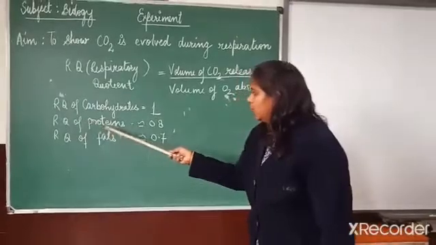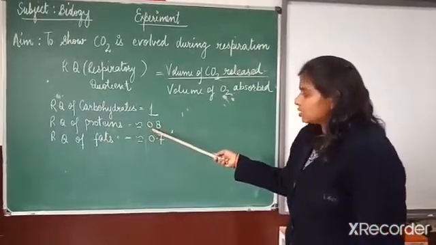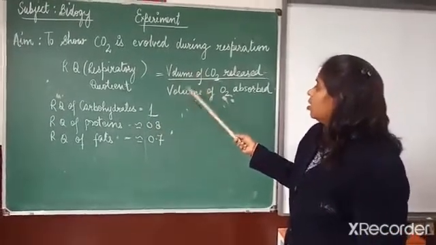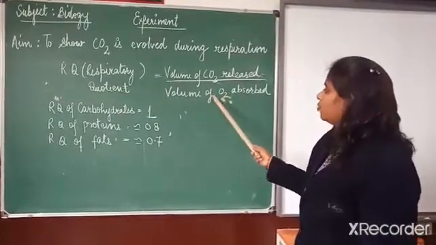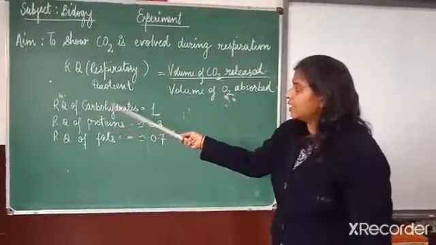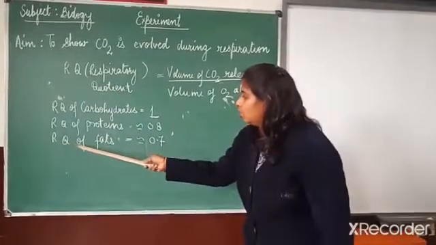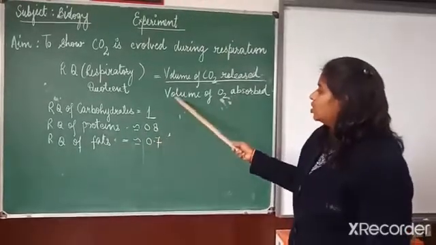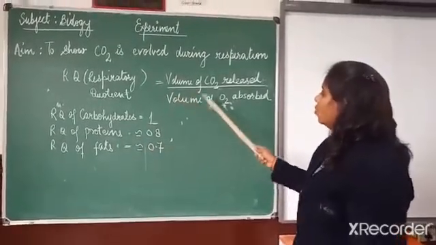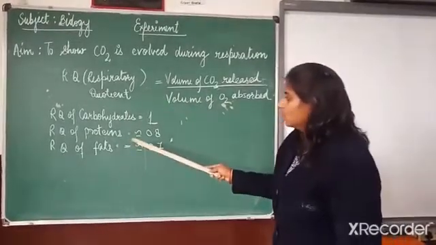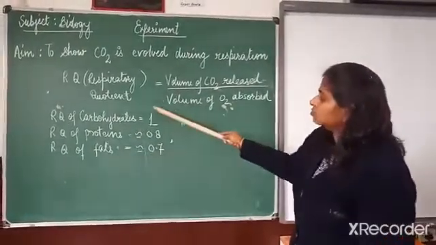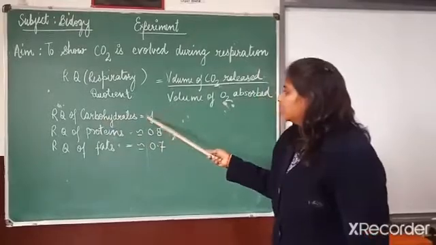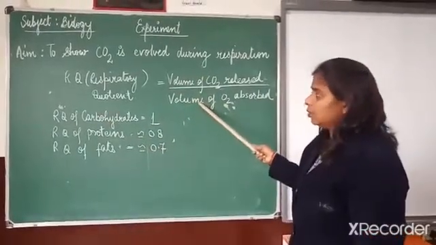Now the RQ of protein is approximately 0.8, that means less than 1. What does this show? This shows that the requirement of oxygen is more in the case of protein as compared to carbohydrates, and the RQ of fat is approximately 0.7, which again indicates that fat requires more oxygen for oxidation. So this is the value, and you can analyze that the RQ of carbohydrate is 1. That means the volume is the same in both cases.